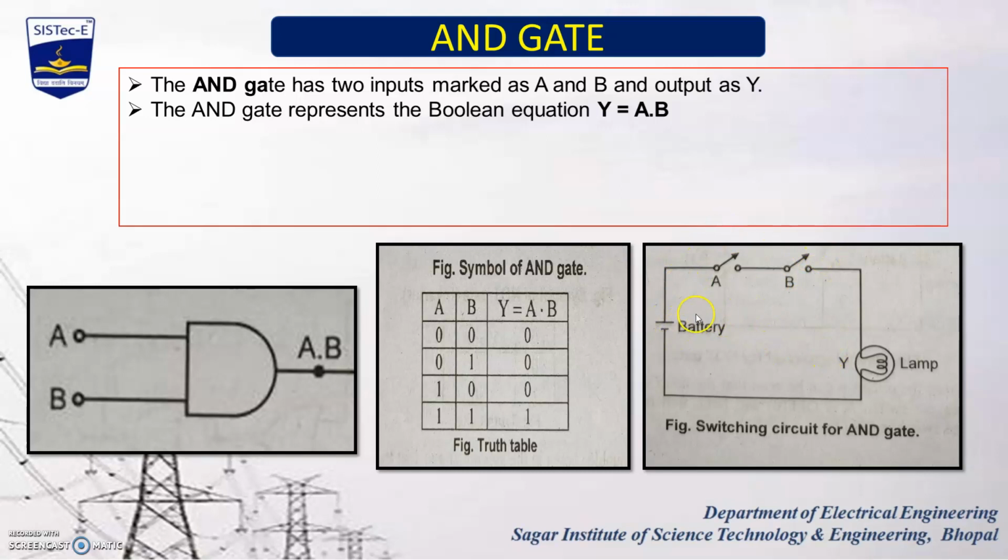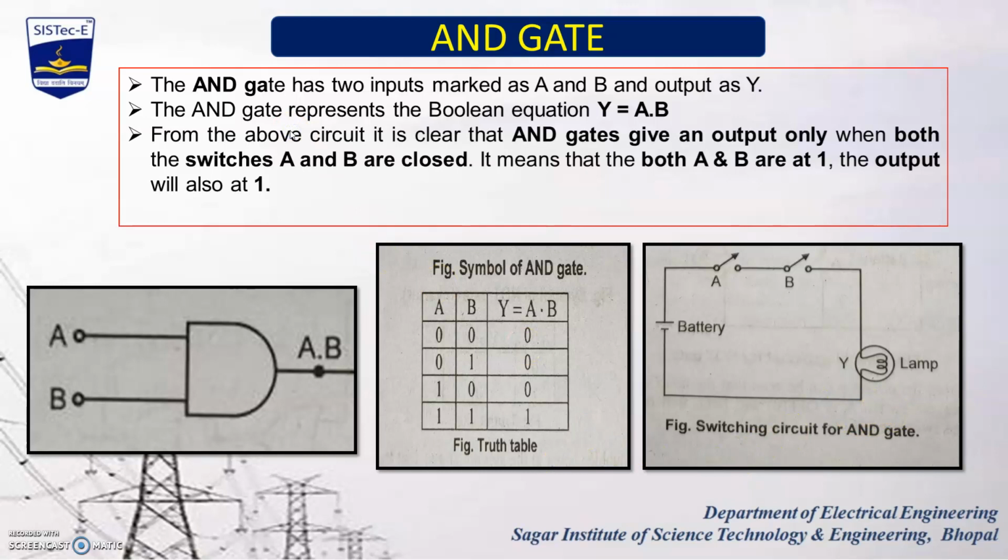You can easily understand that there is only one condition when current will flow from the battery to the lamp, that is when both switches are closed, meaning both inputs are high. When switches are closed, we consider the input high, meaning 1, 1. Only when both switches are closed will the battery pass current to the bulb and it will glow. In the other cases, if only one switch is on, the lamp will not glow. So this is called the AND operation of the AND gate.